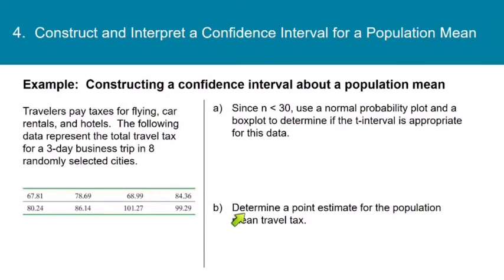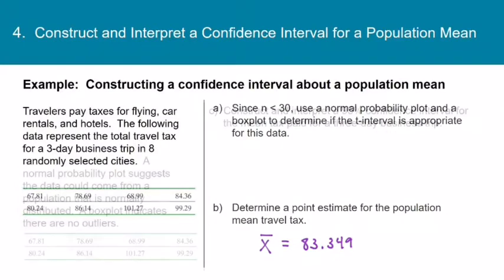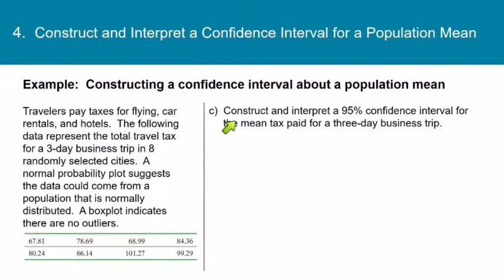Okay, now part B says determine a point estimate for the population mean travel tax. Well, remember that a point estimate is just a sample mean. So with our sample data already entered in the calculator, all we have to do is run the one variable stats command, and you'll see that x bar is 83.349.